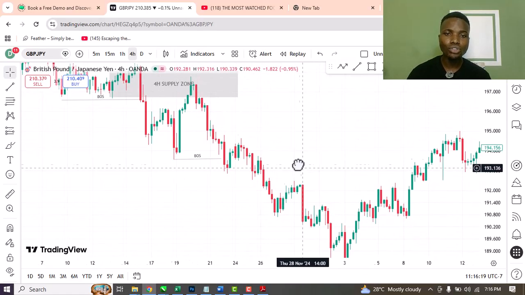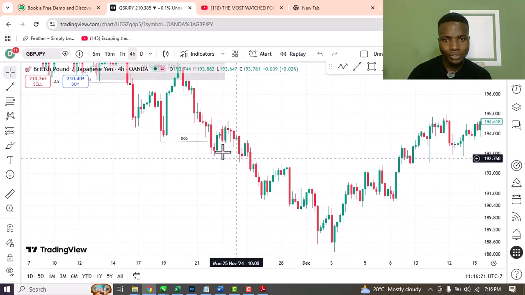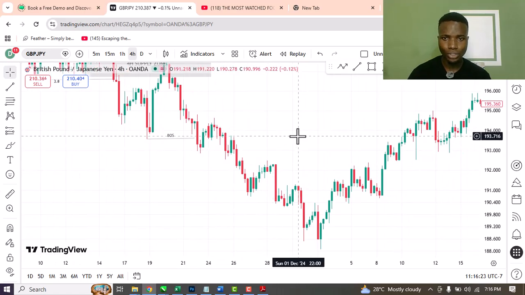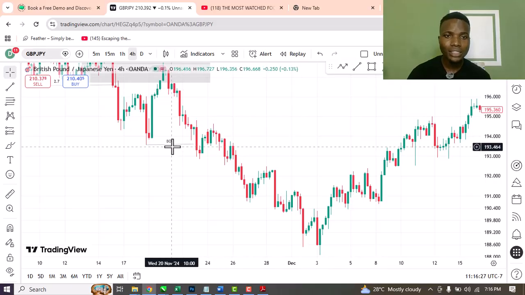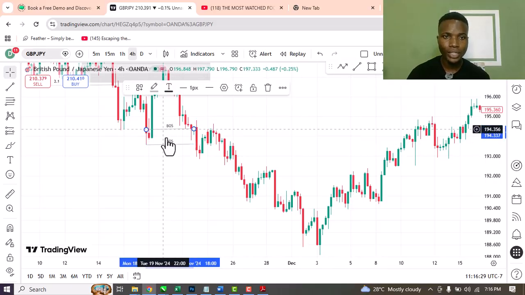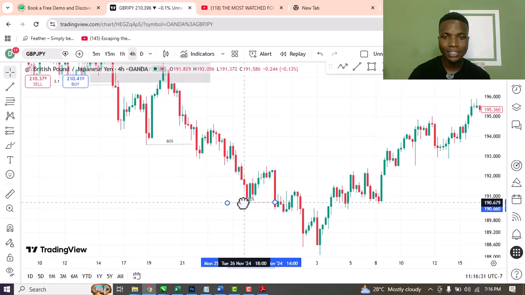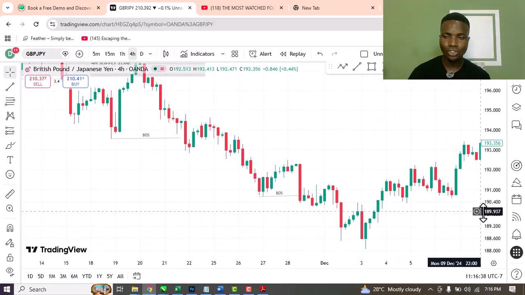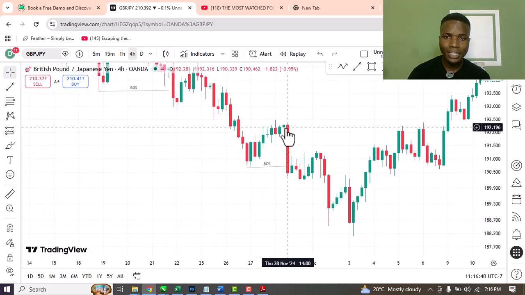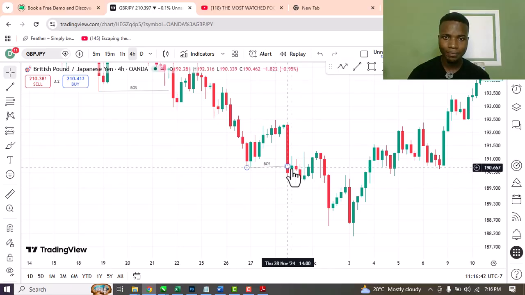If we continue to move to the downside, we have not really seen a valid break of structure. The next place that we can see our break of structure is this zone right here. If you cannot identify it, what actually validates this break of structure is that we have a very strong candle to the downside. So this is our break of structure here.